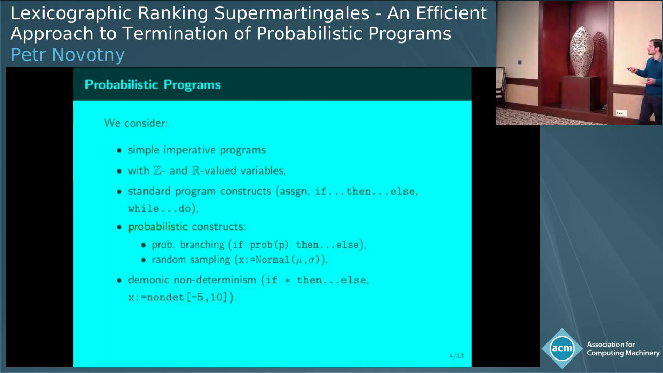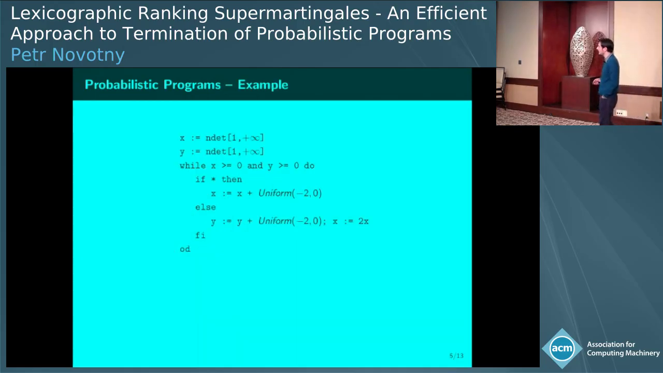And we have two types of probabilistic constructs, which are probabilistic branching and sampling of a variable value from some probability distribution. I will mention that we allow both discrete and continuous distributions. And as mentioned, we also have demonic non-determinism in both branching and assignments. So let's have a simple example. This will be a running example for the talk.